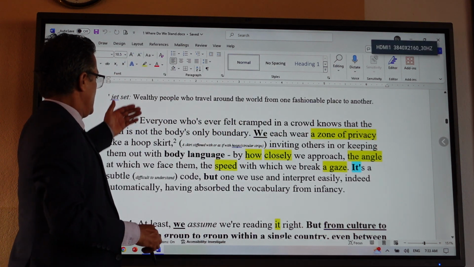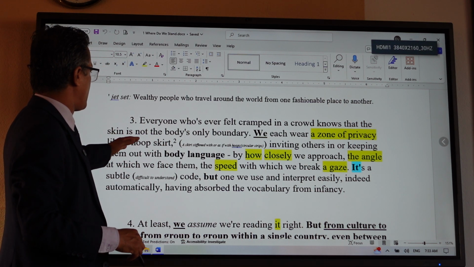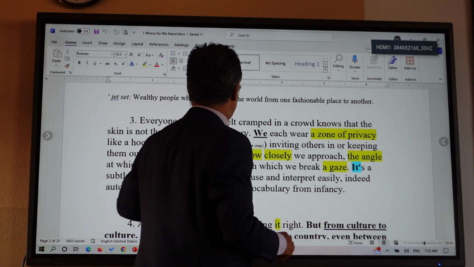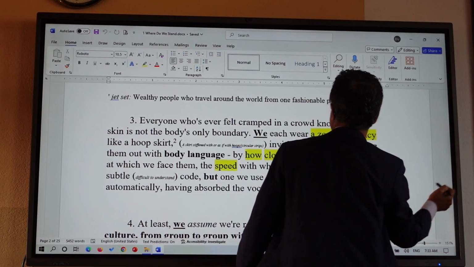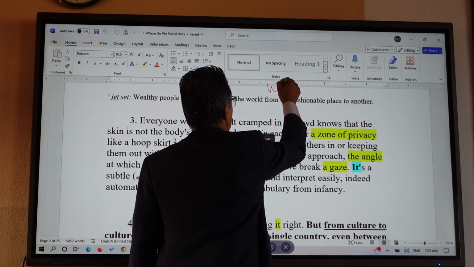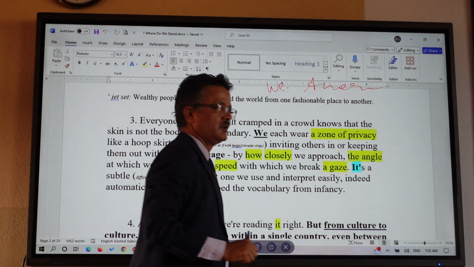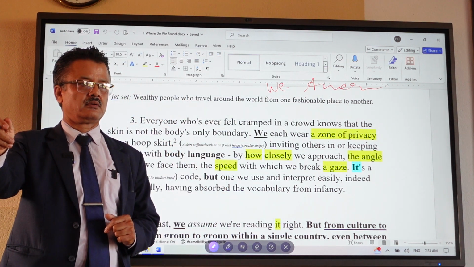Third paragraph. Everyone who has ever felt cramped in a crowd knows that the skin is not the body's only boundary. We each wear a zone of privacy. Earlier she used you. Now she uses the word we. Now ask a question, who does we refer to? It refers to Americans.